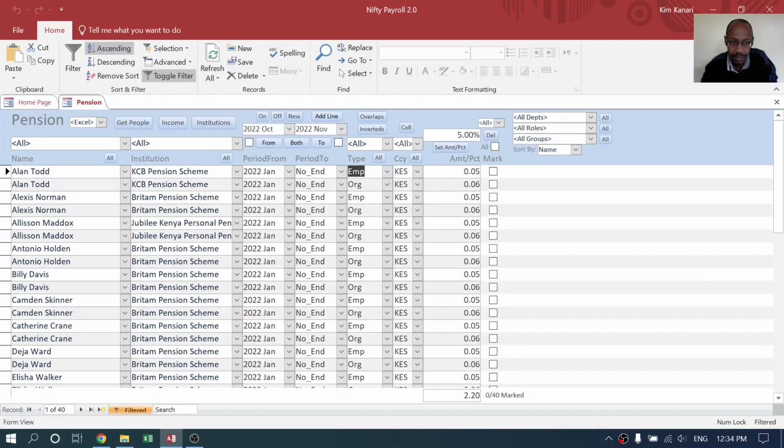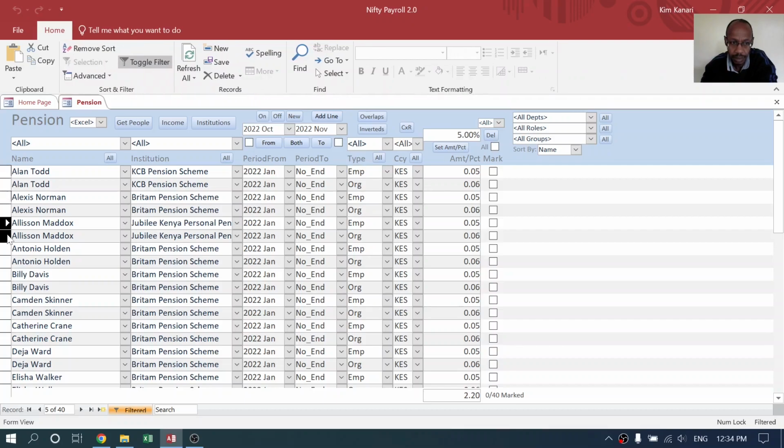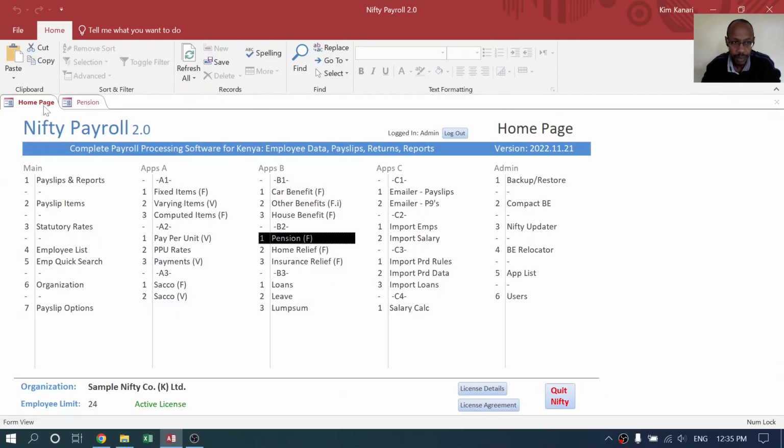So in this case, we're going to look at 3 people: Alan Todd, Alexis Norman, and Alison Maddox. For each of them, they have an employee contribution of 5% and an organization contribution of 6%. I think it's the same for all of them. Okay. So the way these entries go into the payslip. So let's just leave that open.